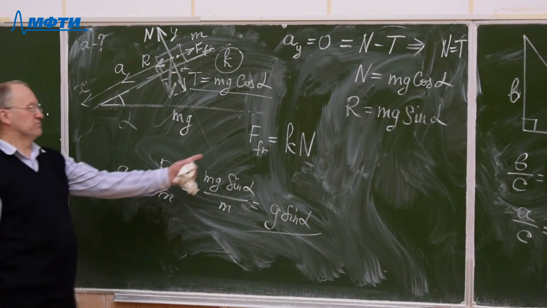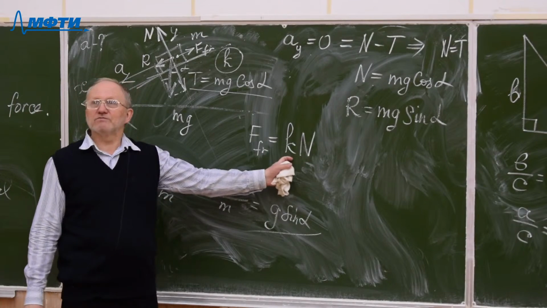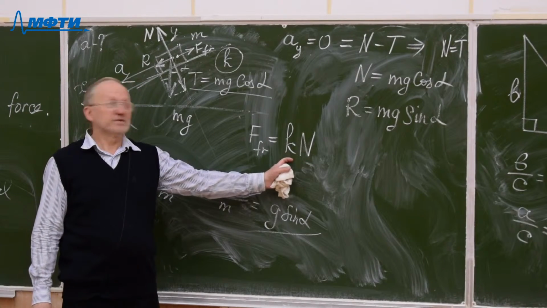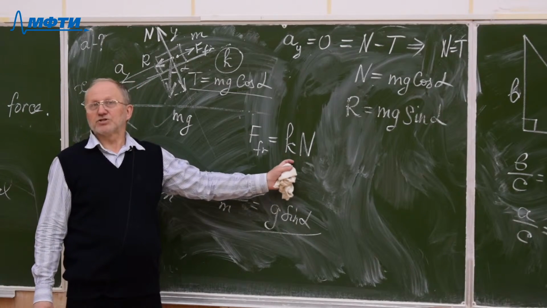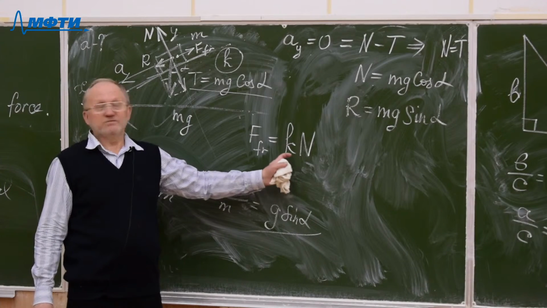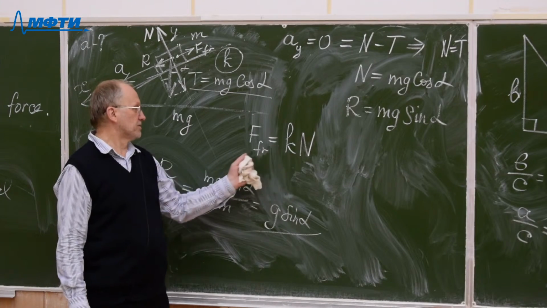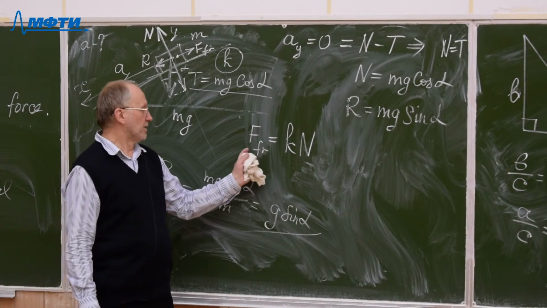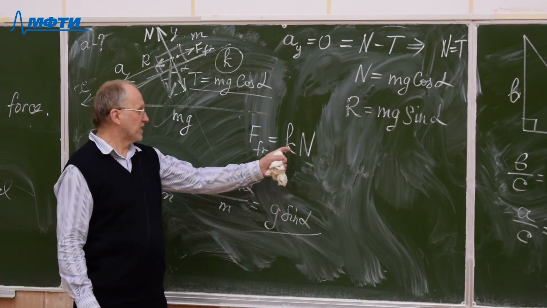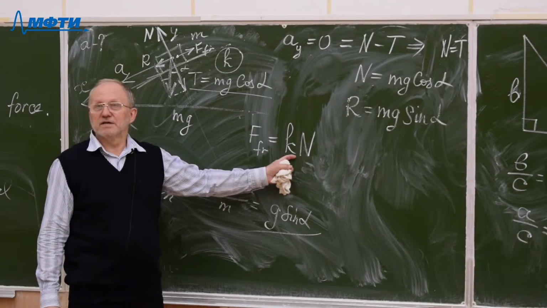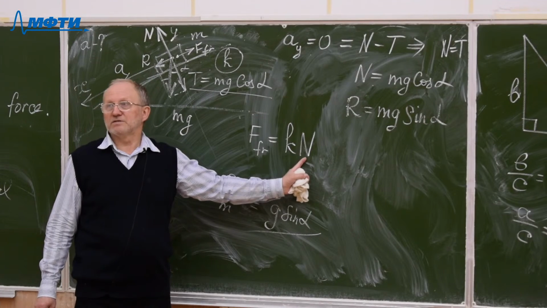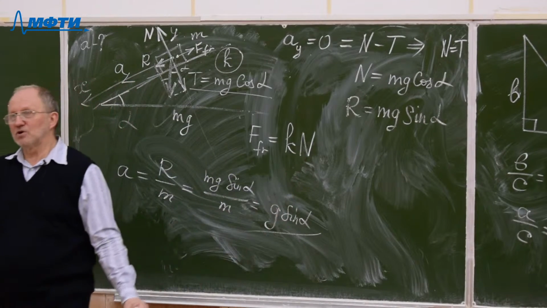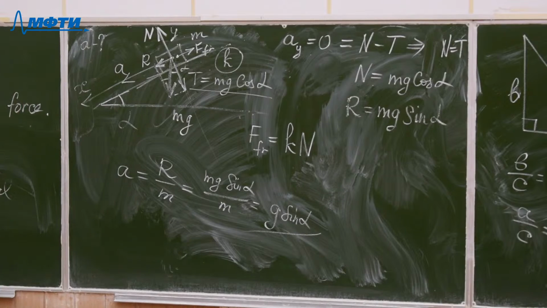Why so? Because this is the definition of the coefficient of friction. This is not a physics law. This is the definition of k, the friction coefficient. By definition, k is chosen to be such that the force of friction is given by this formula. It means that by definition, the coefficient of friction is the ratio of the force of friction divided by N, the normal force of interaction of the block with the surface. So this is the definition of the force of friction.